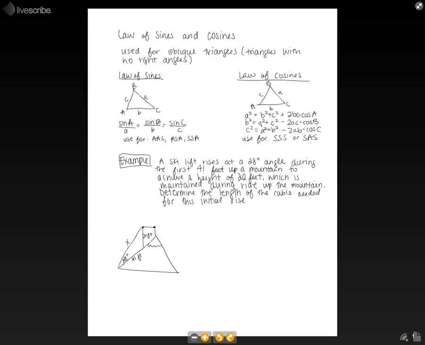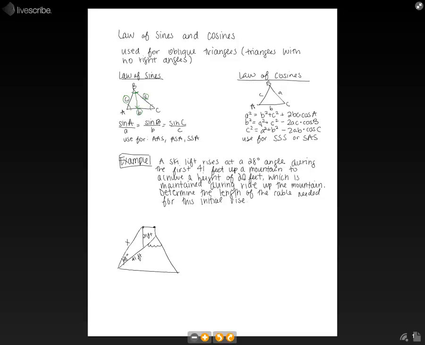In this video, we're going to talk about the law of sines and cosines. You use the law of sines and cosines for oblique triangles, which are triangles with no right angles. The law of sines is sine of A over a equals sine of B over b equals sine of C over c, where the sines are for the angles A, B, and C, over the values of a, b, and c, which are the corresponding sides. So for angle B, the side across from angle B is the little b.